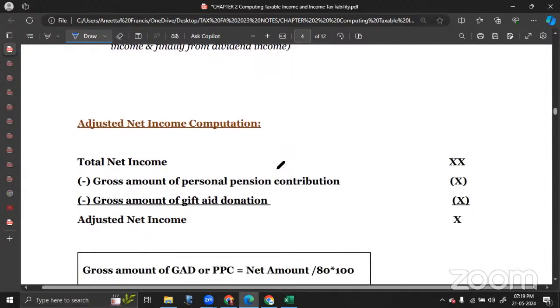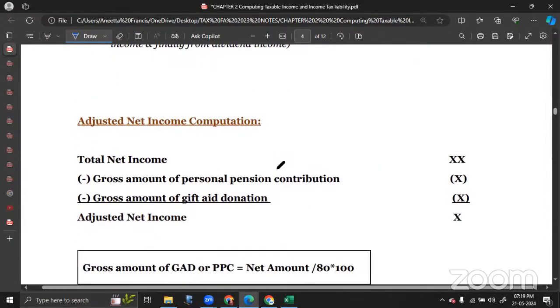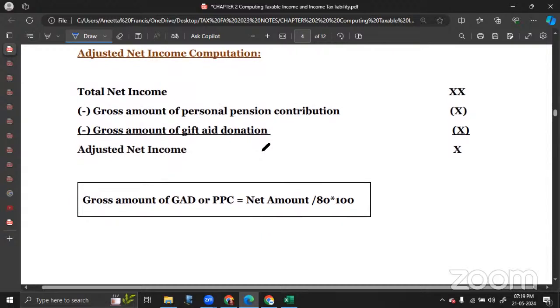Now that brings us to the question, what is adjusted net income? I hope you're aware that adjusted net income means your total net income minus the gross amount of PPC and the gross amount of gift aid donation. Just keep in mind, by default, the amount of PPC and gift aid donation given in the question is net. You have to convert that into gross. So gross amount is equal to net divided by 80 into 100, because 80% is net, you have to convert that into 100%. So net amount divided by 80 into 100.